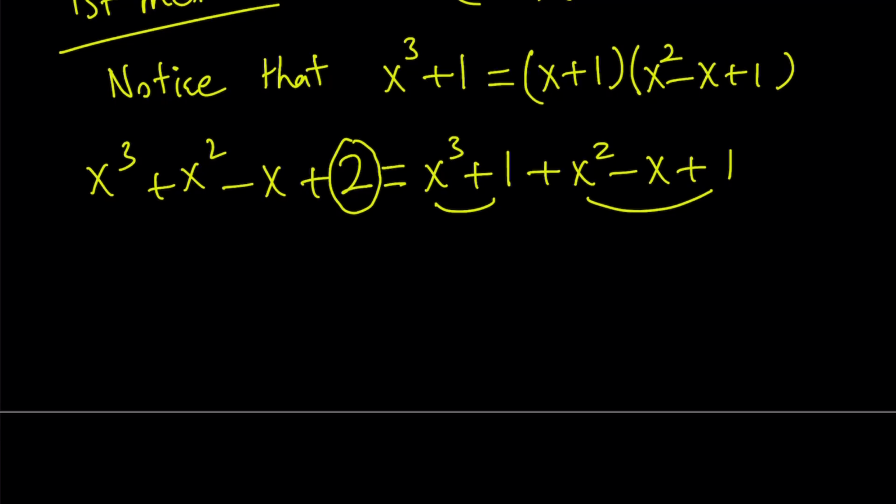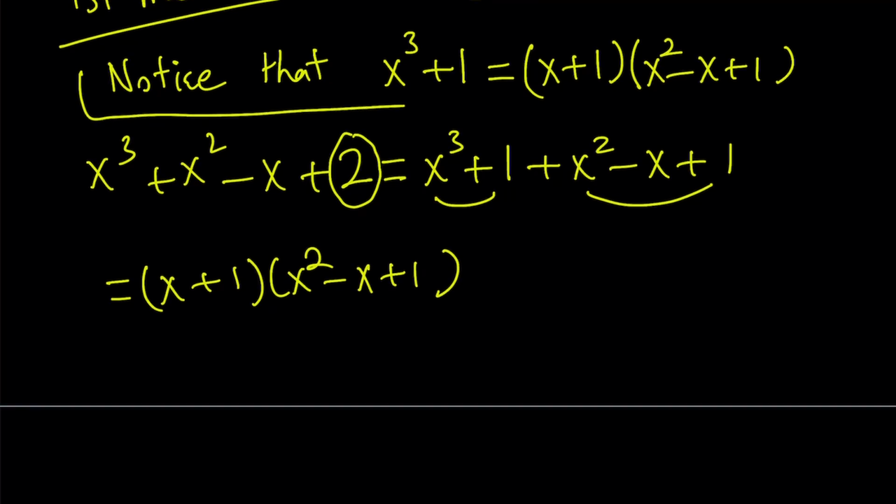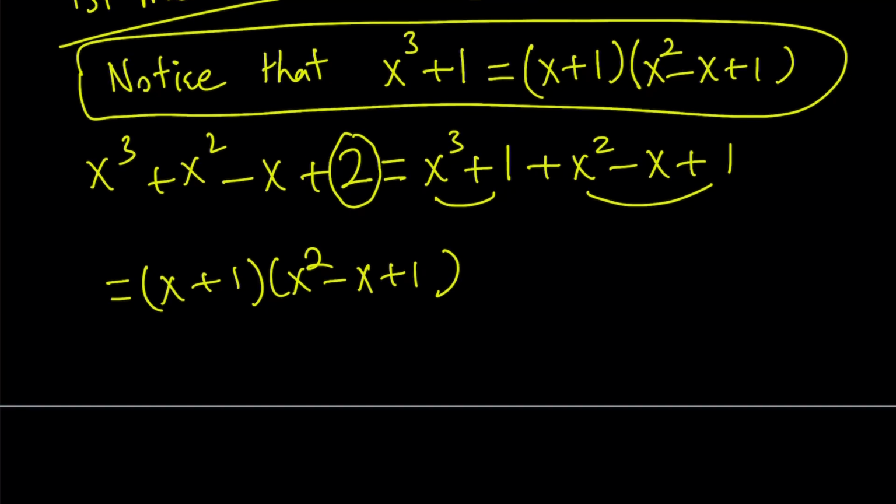Great. So now I have the x cubed plus 1, which can be written as x plus 1 multiplied by x squared minus x plus 1. Again, it is from sum of two cubes. We just talked about it. And x squared minus x plus 1 is a prime polynomial, which means you can't really factor it, but you can always write it as 1 times itself.